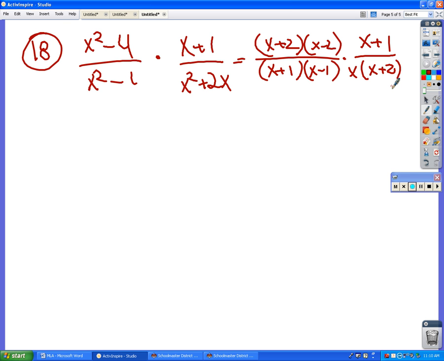And then what might be a good idea is before we start canceling, it's right in front of us, we can put the restrictions on the variable right now. Because of x plus 1, x can't equal negative 1, x can't equal 1, x can't equal 0, and x can't equal negative 2. So those are the restrictions on the variable.